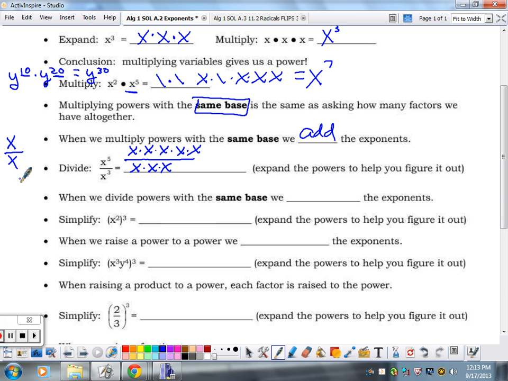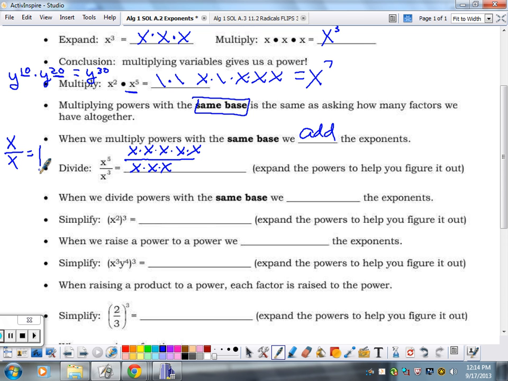Now, one person sees it. I want some more people to think about it. If you don't see it yet, I know you got it. Think about 5 over 5. What's 5 over 5? 1. What's 10 over 10? 1. So tell me, what is x over x? 1. So anything divided by itself, as long as that anything isn't 0, is going to give me 1.